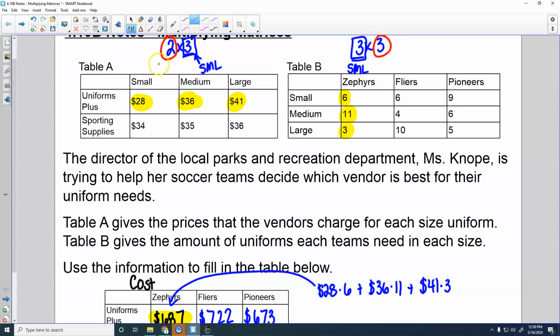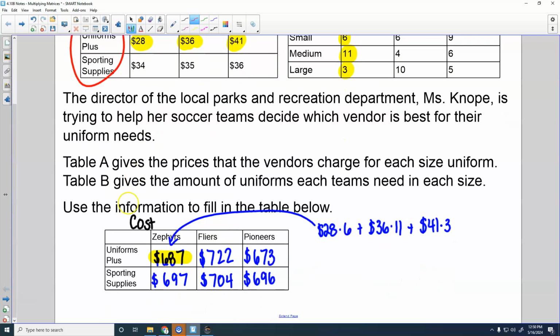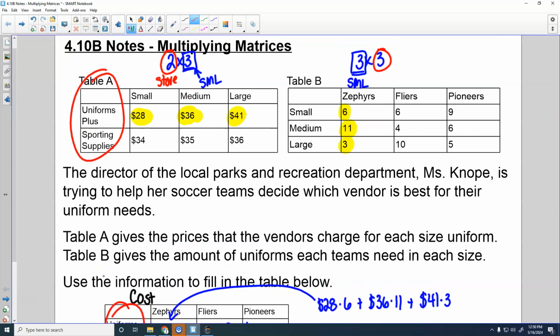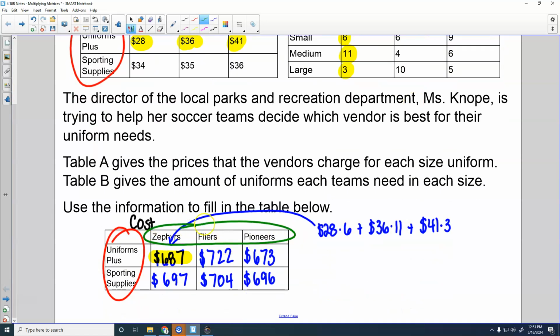Now also notice this, the resultant matrix is going to be 2 by 3. 2 was the store, right? These were our rows right here. Notice that they are our rows on our final answer. And then this is our columns here, which is our teams. Notice that that becomes the columns on our final answer, right?